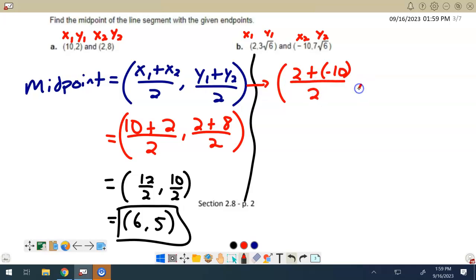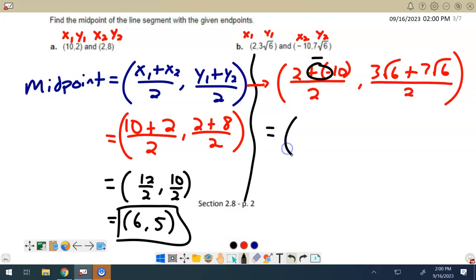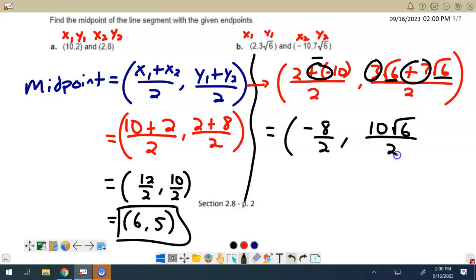That's my x-coordinate. The y-coordinate will be y1, which is 3 square root of 6, plus y2, which is 7 square root of 6, over 2. And then we'll simplify. Plus a negative just means you're going to subtract, so that gives me -8 over 2, since 2 minus 10 is -8. Because these have the same radical parts, they're like terms, so we can combine them. 3 plus 7 gives me 10. The radical part stays the same, so we get 10 square root of 6 over 2.